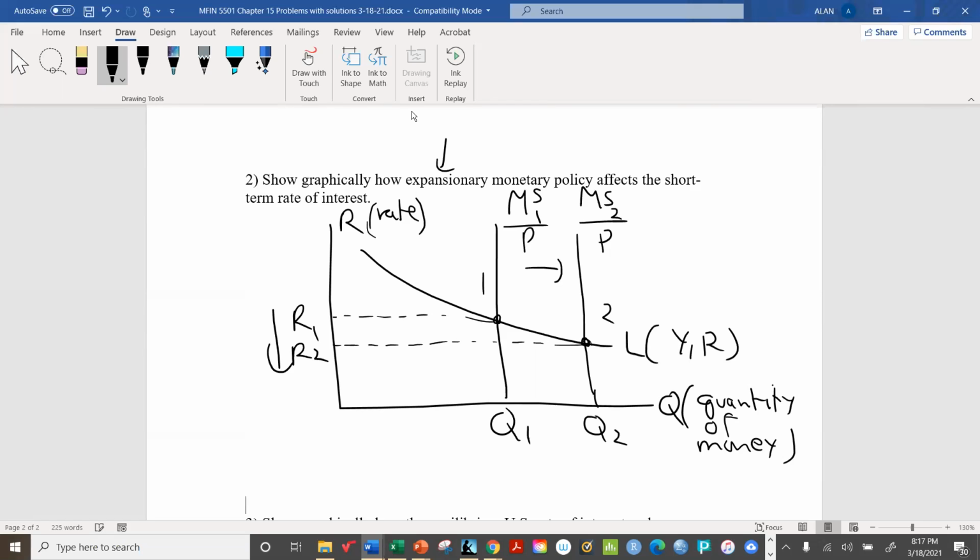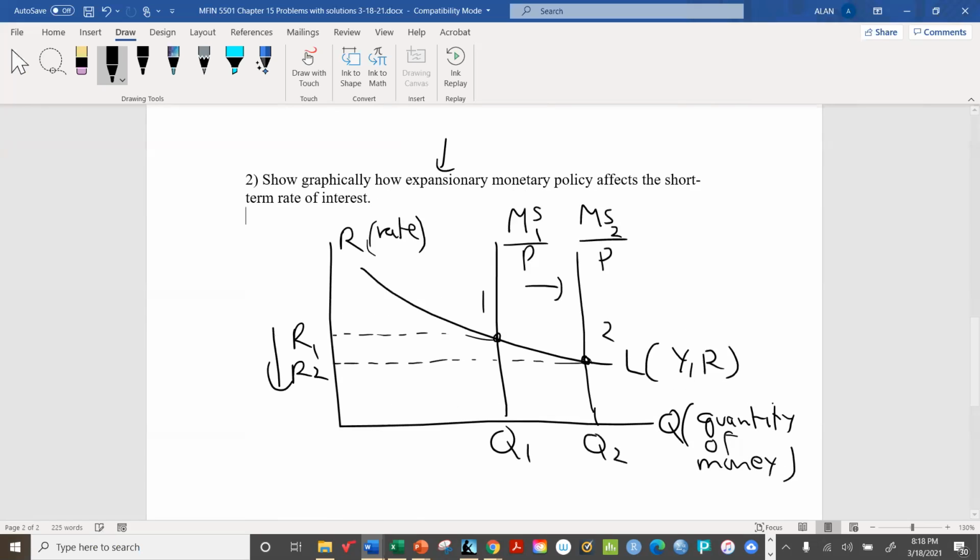All right, so this is what the Fed is trying to do when they engage in expansionary monetary policy. Their goal is to stimulate the economy with lower interest rates. They know that consumers will spend more, they know that businesses will invest more, and the size of the economy will expand. All right, so here though, our job was to show that graphically. And that's how we do it.